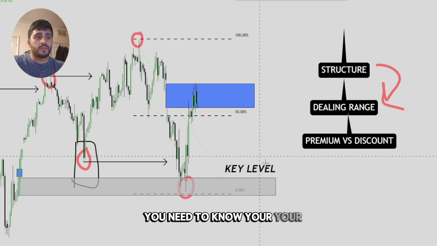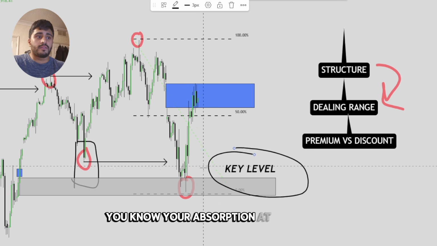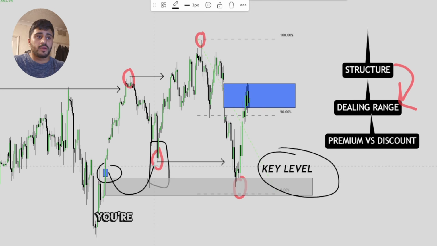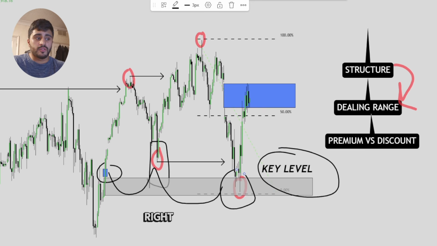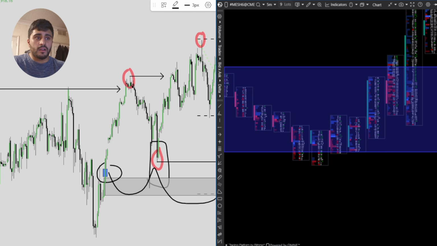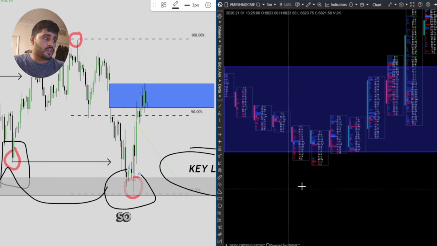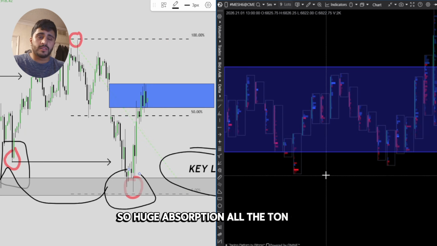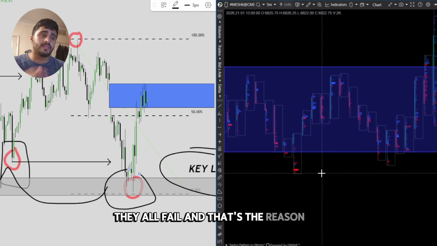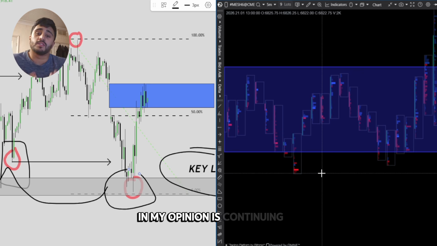That's the idea there, and then from there you've got to know your key levels. You need to know your absorption at fair value gap. So if you're having a fair value gap, you're below an old low, what was going on here? So just to finish the video, I'm just going to put these two next to each other. Huge absorption, a ton of sellers, they all fail, and that's the reason the S&P, in my opinion, is continuing bullish.